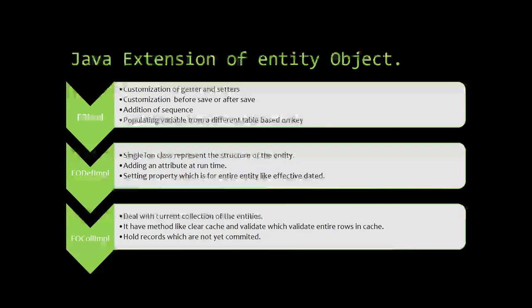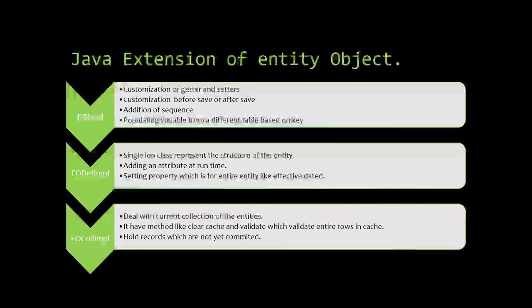Employee definition IMPL is a singleton class which represents the entire structure of your entity. We have to remember that this is the class which is holding the entire structure, and it's a singleton. At a time, just one object is available. This is used for adding an attribute and setting a property, like the effective dated, or something to change at runtime.